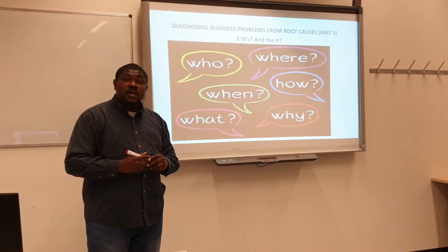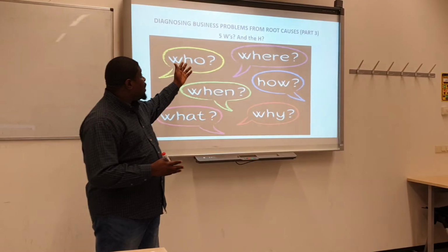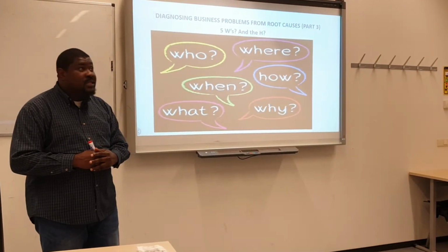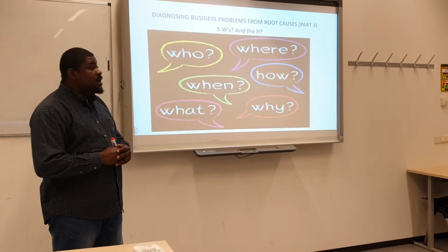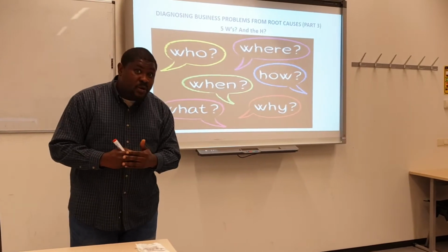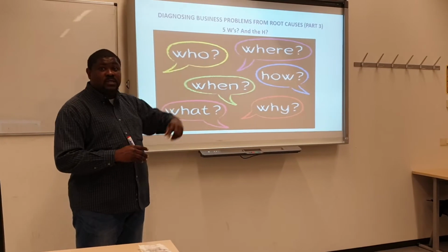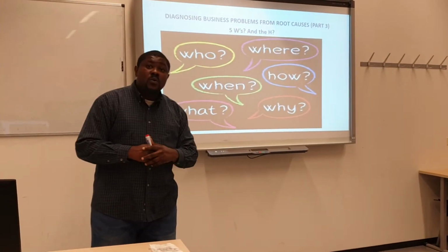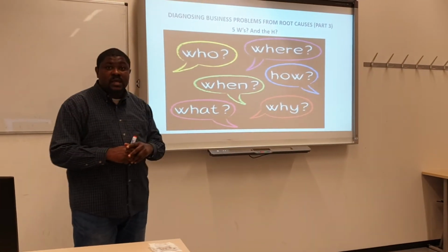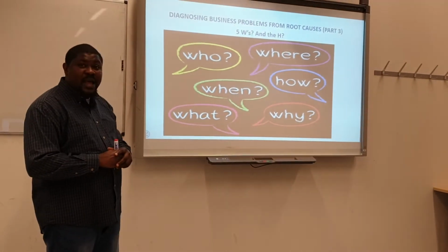Today I continue in the series titled Diagnosing Business Problems from the Root Causes. This is the third part, and for this third part I look at the 5 W's and the H. I'd like to remind you that there was a first part where we looked at the fishbone diagram, that's the Ishikawa diagram, to diagnose business problems and root causes. There was a second part where we looked at the 5 whys to diagnose business problems from the root causes. This is the third part of this series, and we are looking at the 5 W's and the H.